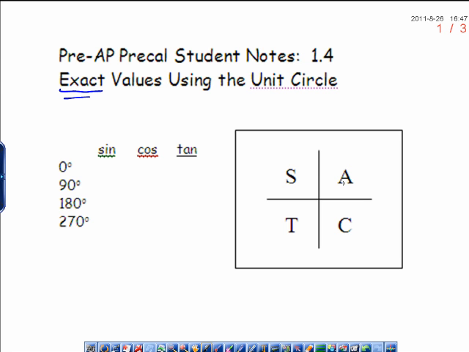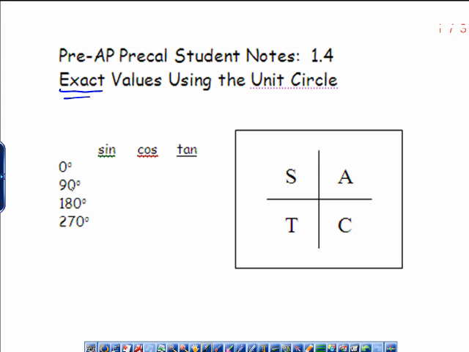Remember, all students take calculus. Remember that this chart tells us what's positive and what's negative in what quadrant. We're going to use that with exact values. Before I get too much into what's in the quadrants, I want to talk about quadrantal angles.